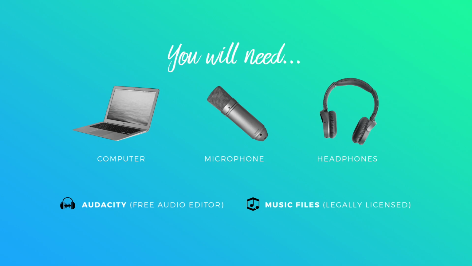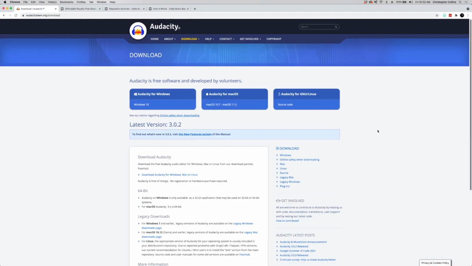You'll need a microphone. Some computers have a microphone built in, which probably won't have the best sound, but it'll work to start. You'll also need headphones. Make sure your headphones are plugged in when you're recording so you don't pick up any sound from the speakers on your computer. The program we're going to be using is called Audacity.